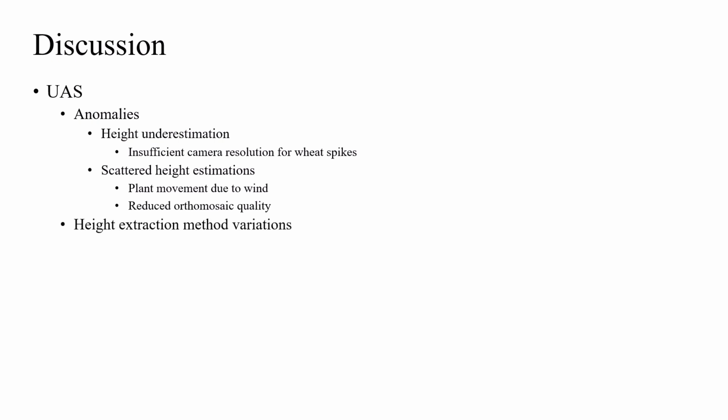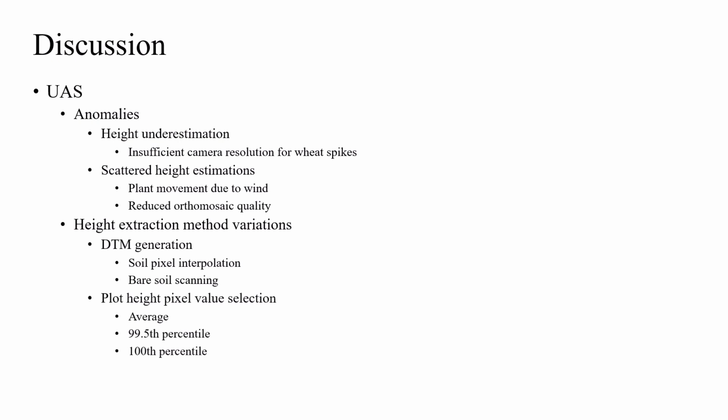Generally, UAS-based plant heights are calculated by subtracting the digital terrain model from the digital surface model. However, the exact methods vary among studies. The digital terrain model can be generated by either interpolating soil pixels from the digital surface model or scanning bare soil before seedling emergence. For plant height determination, researchers have adopted average, 99.5th percentile, and 100th percentile pixel values within each plot delineation in plant height maps.